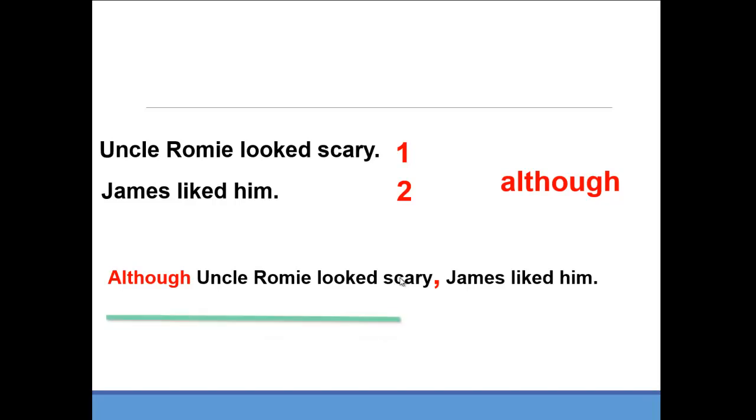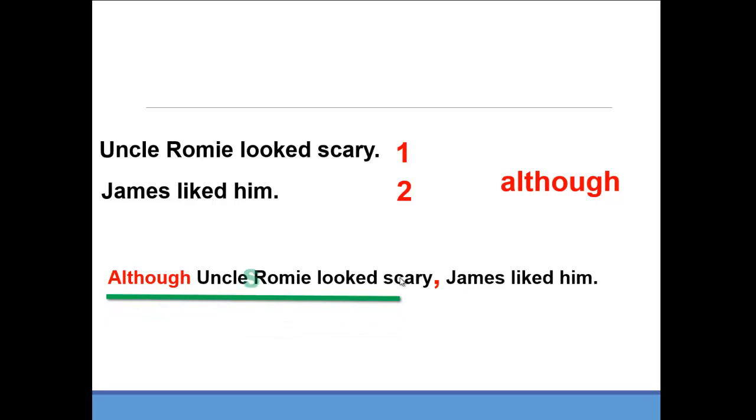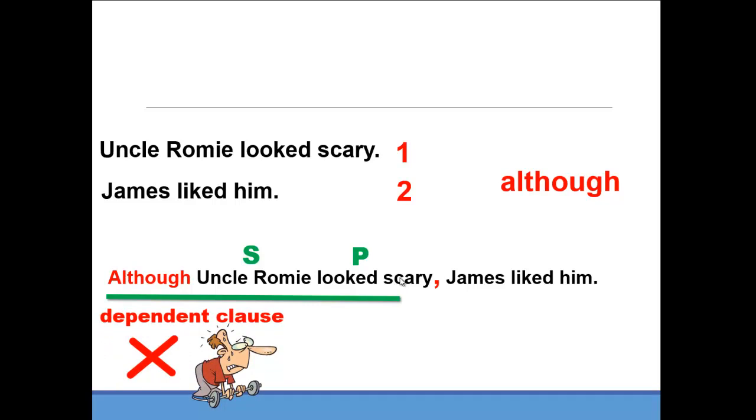Let's take the first part. Although Uncle Romie looked scary, Uncle Romie is the subject, looked scary is the predicate. Can this part of the sentence be used alone? Although Uncle Romie looked scary. So what happened? We don't know. So I cannot use it alone. It doesn't tell a complete idea. So what do I call it? Yes, a dependent clause. What does it begin with? It begins with the subordinating conjunction. So always remember that the dependent clause begins with the subordinating conjunction.